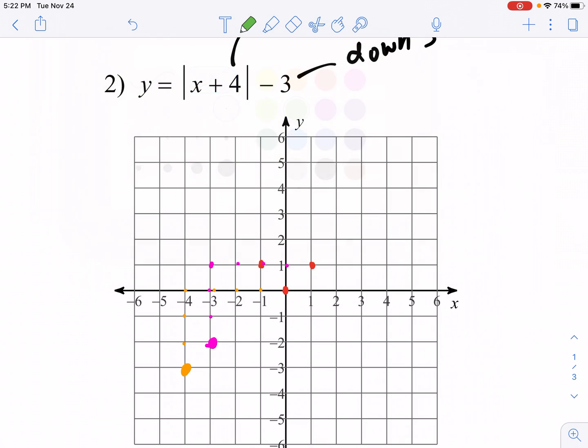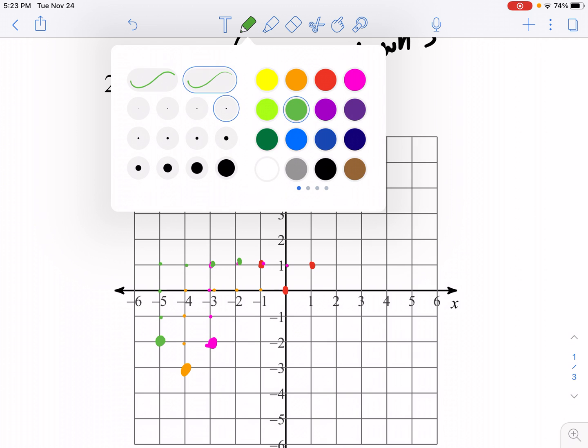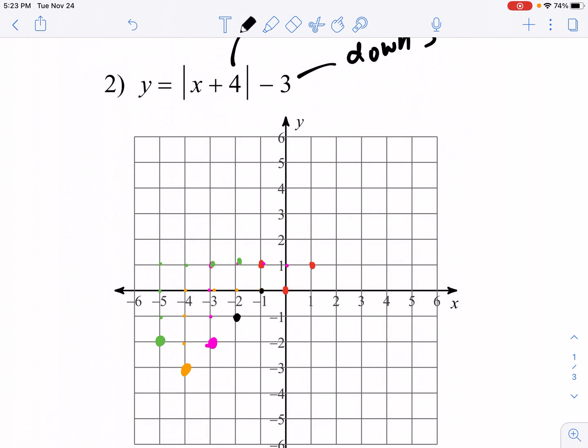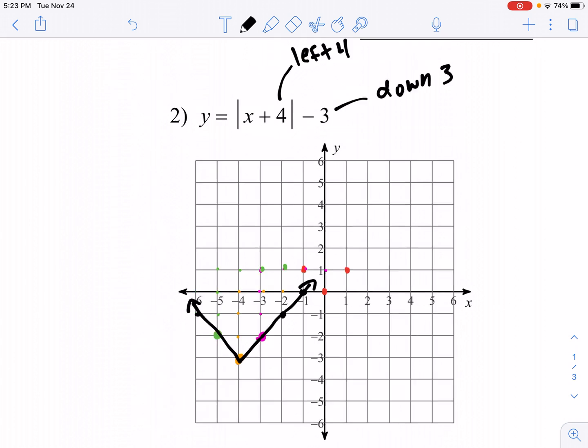Then let's also move negative 1, 1. We're going to go left 1, 2, 3, 4, and down 1, 2, 3. So my points go there, and of course we can always finish out our pattern. Okay, we can finish out our pattern, and we end up with this guy here. Okay, so this would be our graph of that equation.